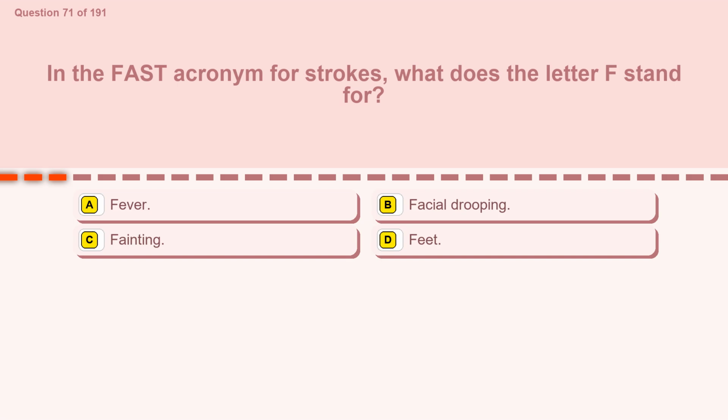Question 71. In the FAST acronym for strokes, what does the letter F stand for? Option A. Fever. Option B. Facial drooping. Option C. Fainting. Option D. Feet.